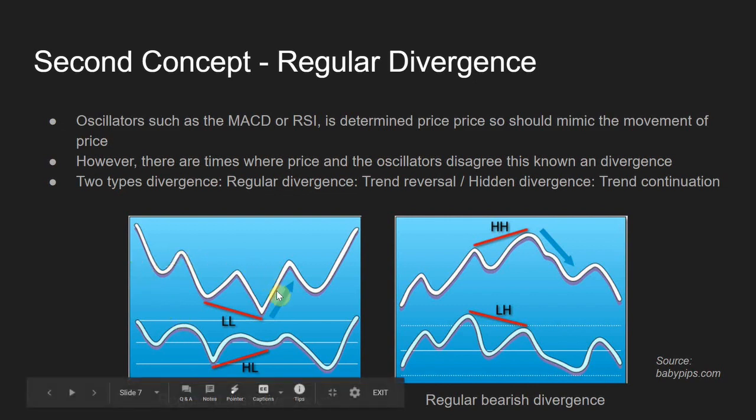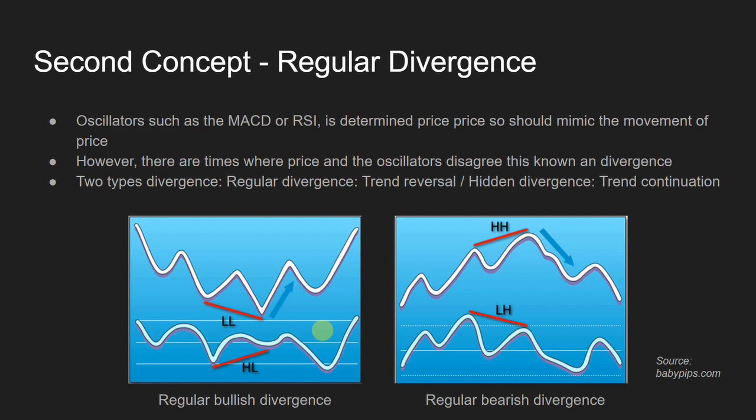So what we're looking at here is generally, as you can see, as price goes down, the oscillator goes down. As price goes up, the oscillator goes up. As price goes down, the oscillator goes down. As price goes up, the oscillator goes up. Then as price goes down, it forms a lower low, but the oscillator doesn't make another lower low. It makes a higher low. So when you see this kind of formation occur, there's a strong indication that price will either reverse or pull back in the bullish direction.